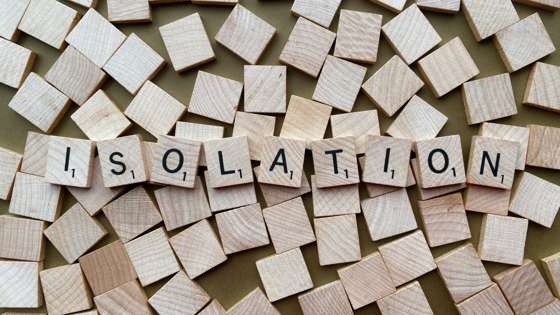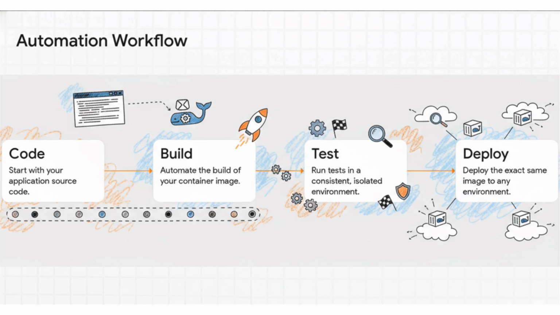Next up, we have isolation. Basically, every single container lives in its own little bubble. Its processes, its files, its network, they're all completely walled off from everything else. And why does that matter? Well, it means one container can't mess with another, which prevents all sorts of conflicts and adds a really important layer of security. And finally, let's talk workflow.